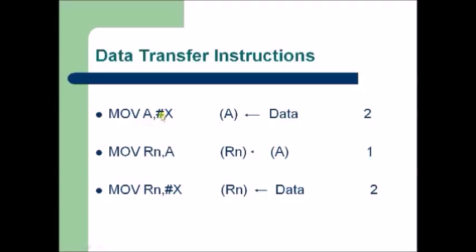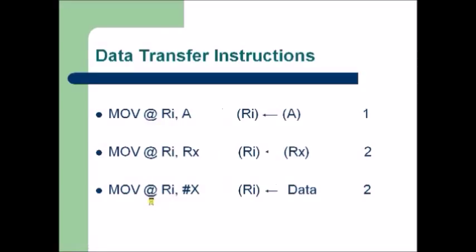MOV A, #x. Here x is a data value, and as we are using a # sign before x, it is considered a data value, and that value is copied into the accumulator. MOV Rn, A: as I told you, Rn is any register from R0 to R7, so the contents of A get copied into the specified Rn register. MOV Rn, #x: this immediate value is stored inside the Rn register.